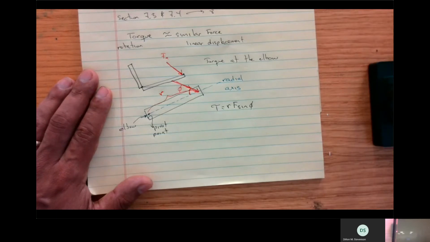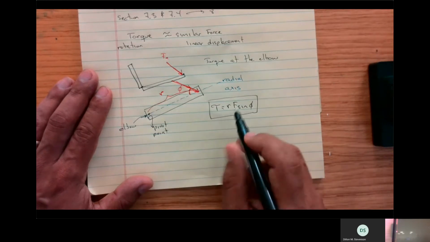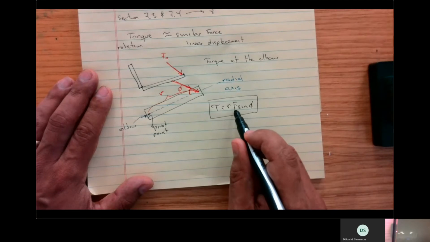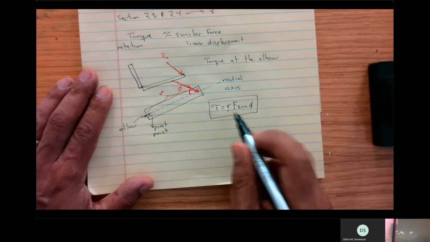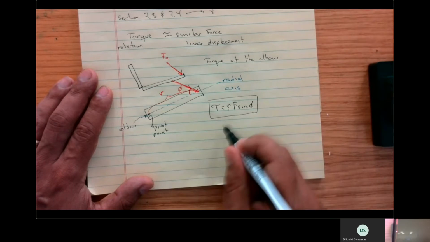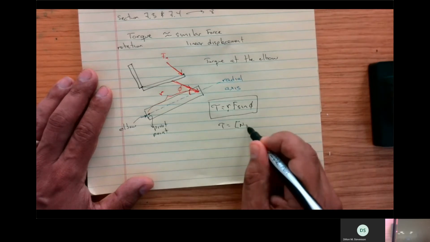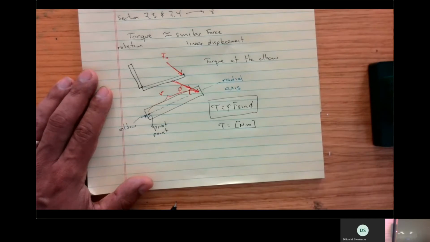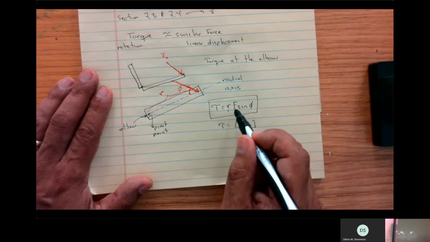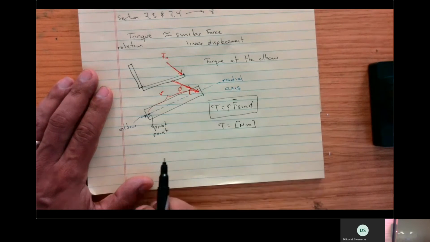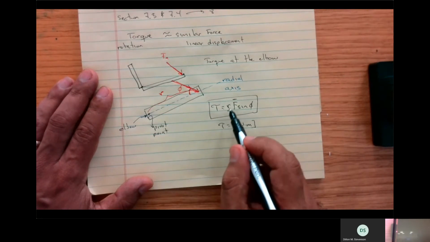Okay, so we're going to be working with this. Now, if we look at the units, force is in newtons and distance is in meters. So the unit of torque is newton meter, which is a weird unit, but that's what we use. The force is a vector. Distance is a scalar. So torque also has to be a vector.